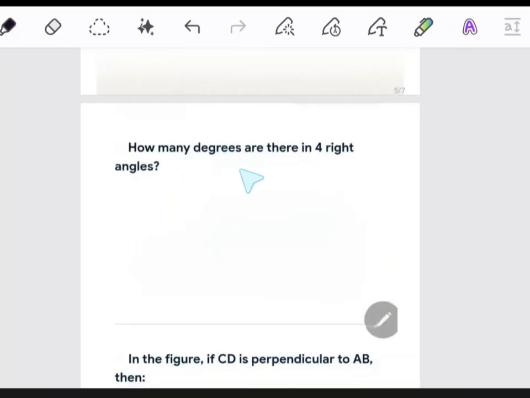Next question. How many degrees are there in 4 right angles? One right angle is 90 degrees, as we all know. So for 4 right angles, we can say 90 into 4, that is 360 degrees. So there are 360 degrees in 4 right angles. Clear?